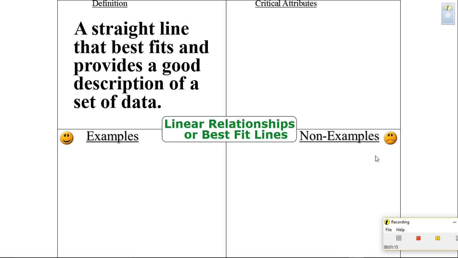Okay. I'm going to go over an example with you according to the definition. Here it goes. It says, once again, linear relationships or best fit lines are a straight line that best fits and provides a good description of a set of data. Right now I'm going to show you some data in regards to the retail price of a book and the actual price of a book. So they're going to compare those two things by using some data, and they're going to plot it for you. So look up to the screen, please. It's not going to appear on your iPad. It's going to appear over here.